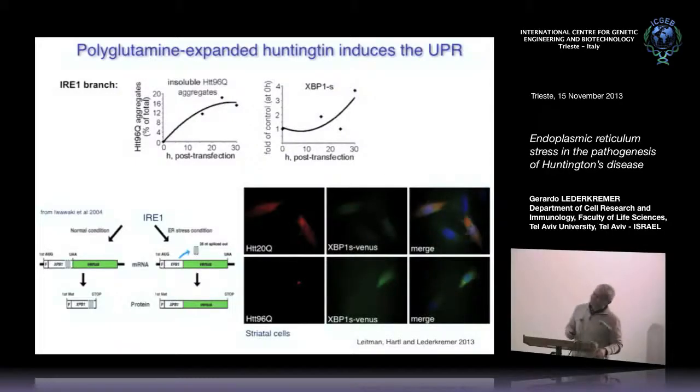So if we look at individual cells, if we have wild-type Huntingtin, you can see its expression here and no fluorescence of the XBP1 Venus. If you express the pathogenic Huntingtin, here you see a cell with an aggregate, and you can see that the cell with the aggregate lights up. So you can see in individual cells the development of an early stage of the UPR.